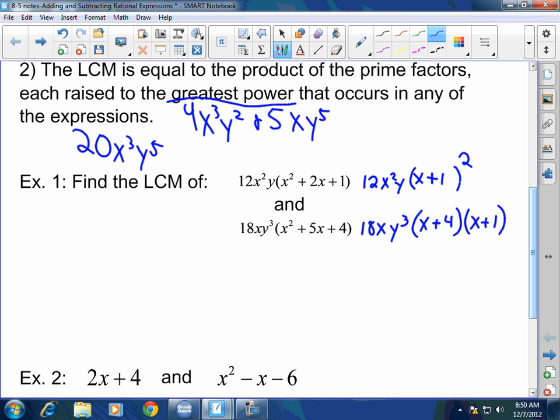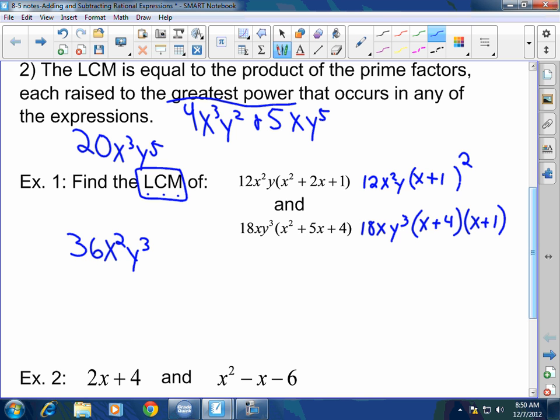First, the numbers. What's the least common multiple between 12 and 18? No, least common multiple, not factor. Multiples are always equal to or greater than the original number, and 36 is correct. Okay, what's the least common multiple of x squared and x? X squared, because remember, it always goes to the highest exponent. Think of it this way, it's opposite. Least common multiple means highest exponent. What's the least common multiple between y and y cubed? Y cubed, because you go to the highest exponent.